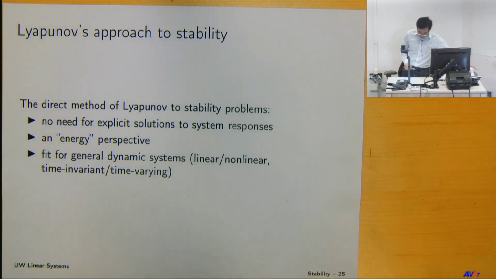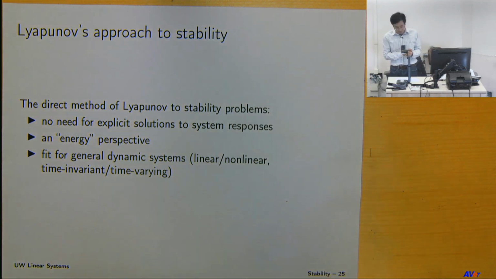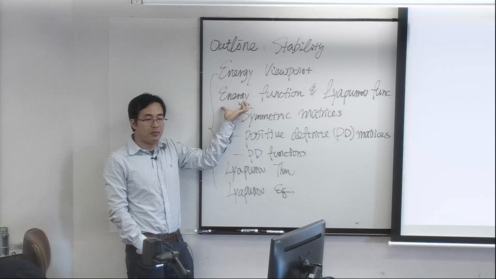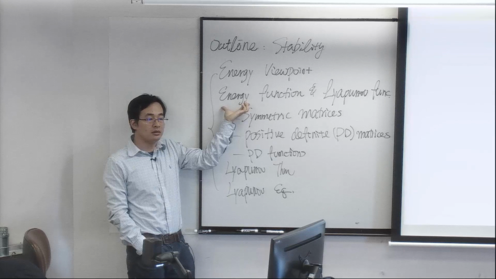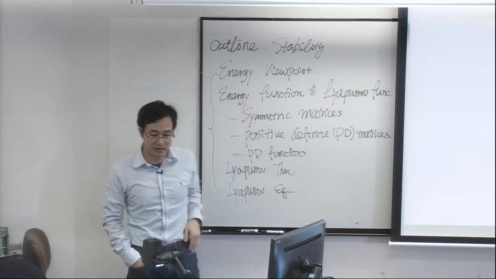Now, a more formal statement of the concept that I just described. There is no need to explicitly solve the system response, no need to solve the eigenvalue, no need to solve e to the power of At, but just looking at the system from an energy perspective. One very important result here is that this energy perspective works for both linear systems, x dot equals Ax plus Bu, that we talked about last time, but also nonlinear systems and even time varying systems. So this is the most generic tool for stability of dynamic systems.